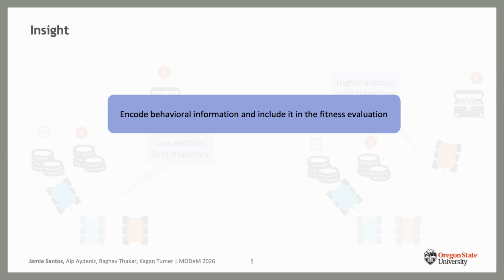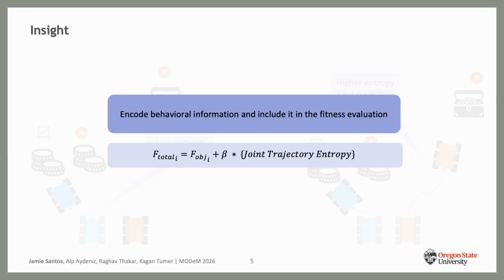We can encode behavioral information and include it in the fitness evaluation. In practice, this means adding the behavioral metric, in this case, the joint trajectory entropy, scaled by a hyperparameter, beta, to the fitness value used in selection.